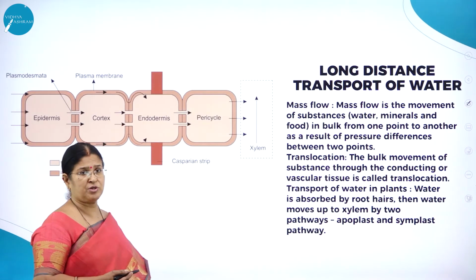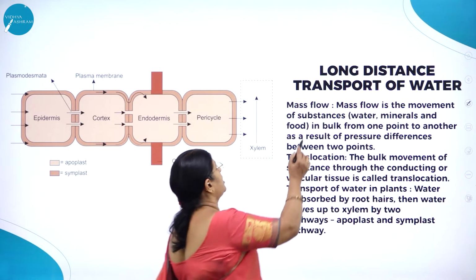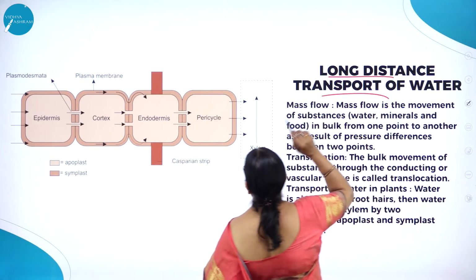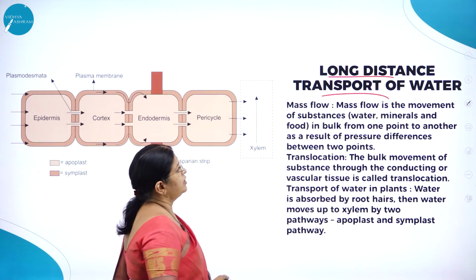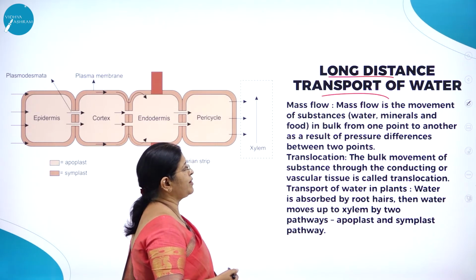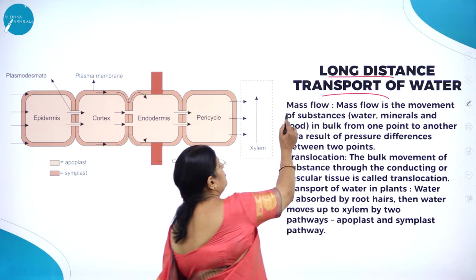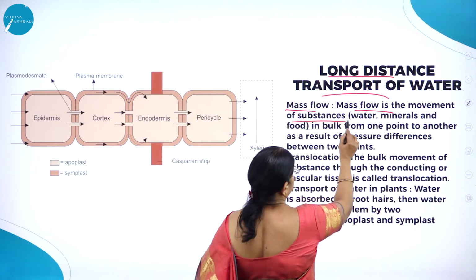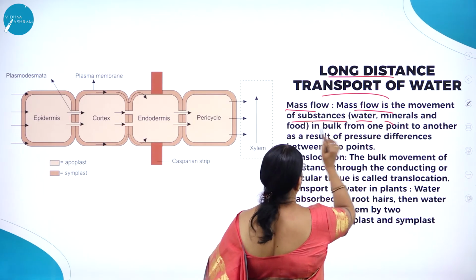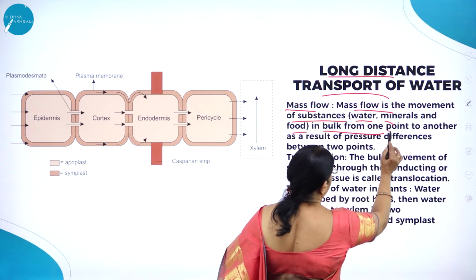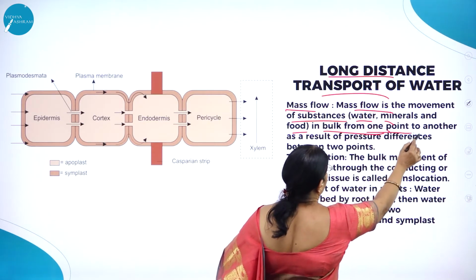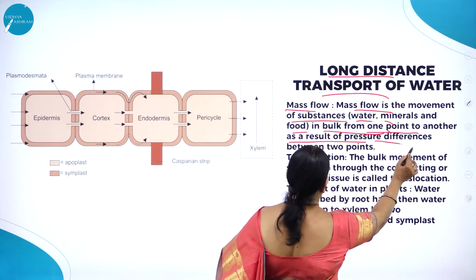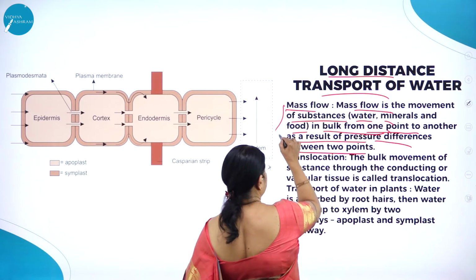Long distance transport of water. Now let us understand what is the process that is involved in the long distance transport of water. Mass flow. What is mass flow? Mass flow is the movement of substances, may it be water, minerals and food, in bulk form from one point to another as a result of pressure differences between the 2 points.